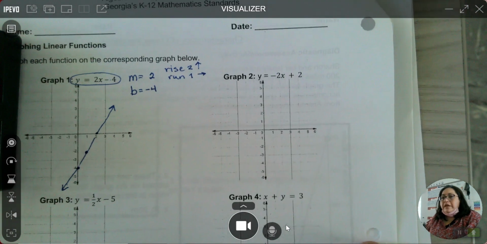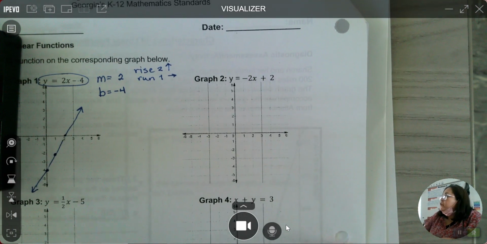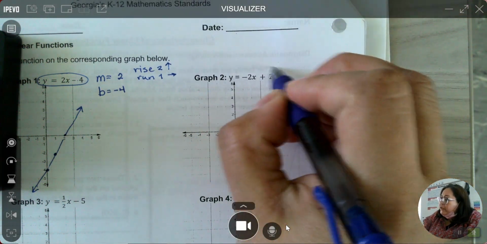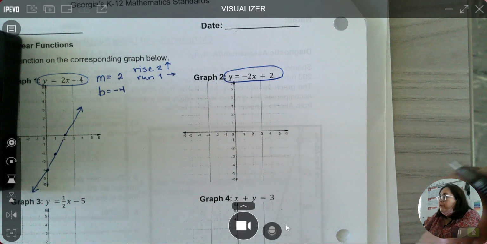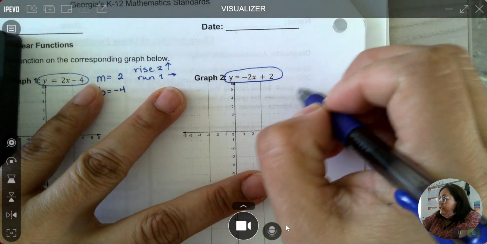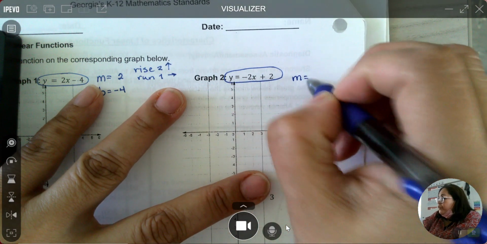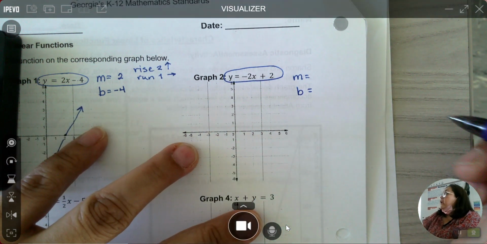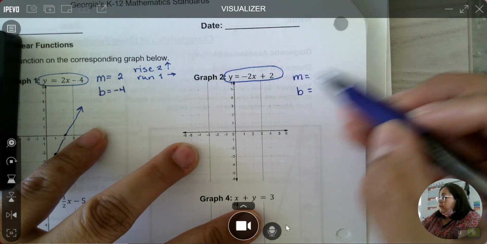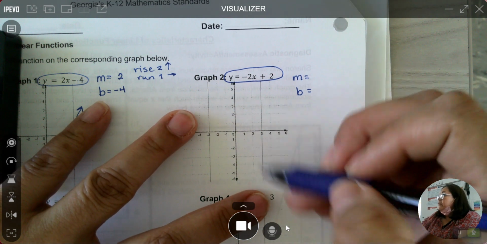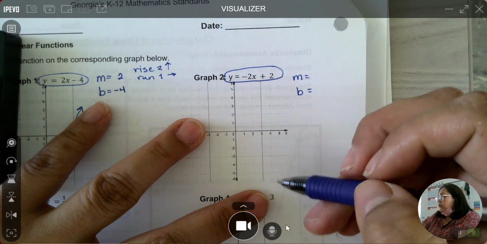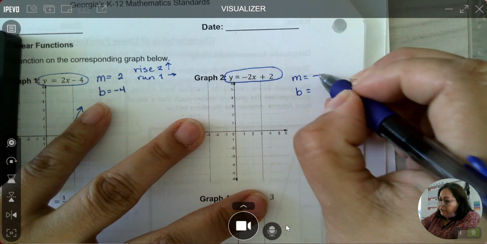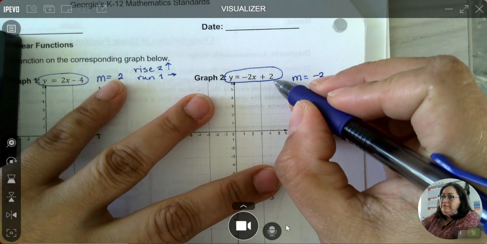Okay. This one, y equals -2x plus 2. This one is also in which form? Which linear form? Slope-intercept. So you should be able to read your slope and your y-intercept from this equation. If you cannot see, move closer, especially if you should have the packet with you. Your slope is -2, and the y-intercept is 2.